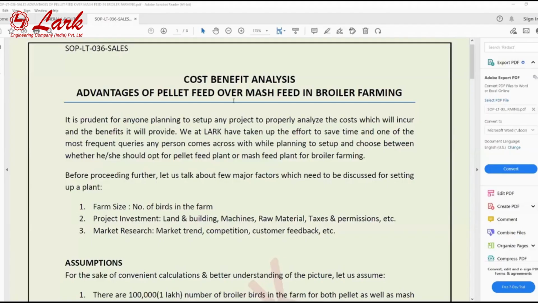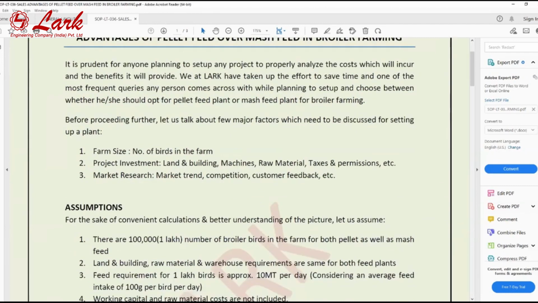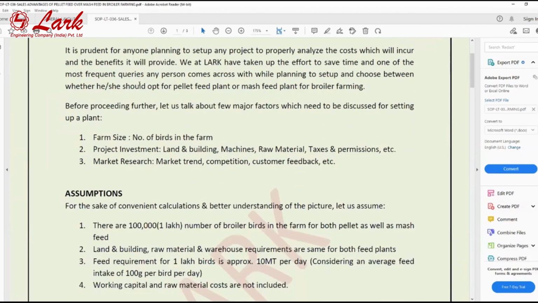Hello. Yes, is the screen visible, sir? Of course. Sir, one thing more, we document each and every article and put it in our library and index. You can see the index number SOP LT36 sales. We have a complete library in our organization, and this is general. There may be variations in the figures because this is general feedback from a few farmers and a general study. But we got this document verified by two senior doctors and consultants. Then we put it in our library.